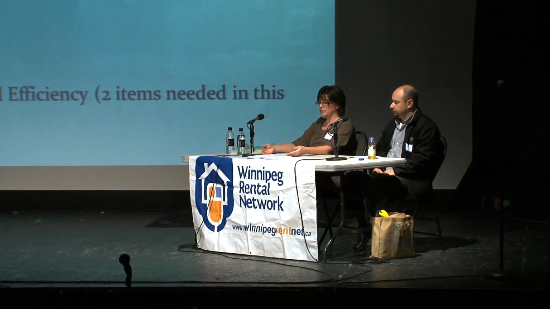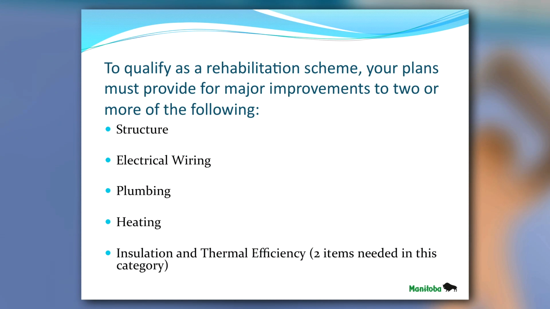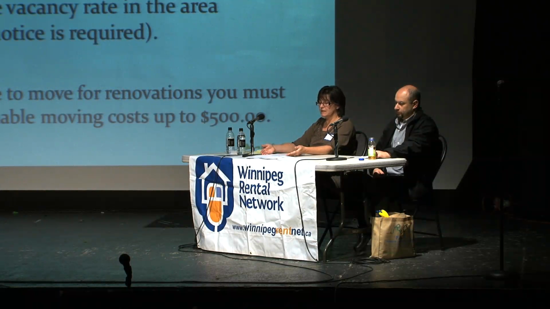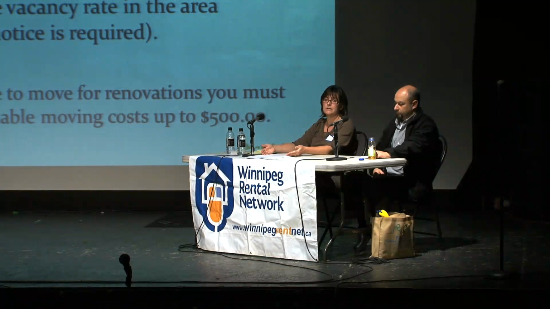So to qualify for a rehabilitation scheme, your plans must provide for major improvements to 2 or more of the following. You would have to do improvements to structure, electrical wiring, plumbing, heating, insulation, and thermal efficiency. If the tenants move out to allow you to do the work, you have to give them written notice to end the tenancy. Again, if they're in a fixed term agreement, you're giving them 5 months notice prior to the end of their term. If they're month to month, still 5 months notice, but 5 months from that day you give notice. Because the vacancy rate is what it is right now, the 5 months is required.